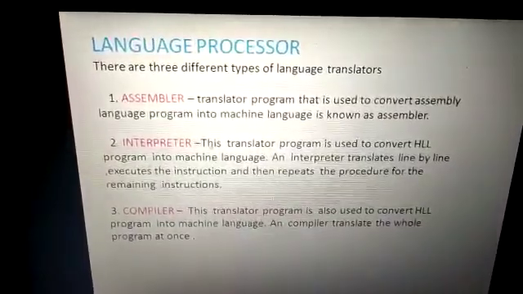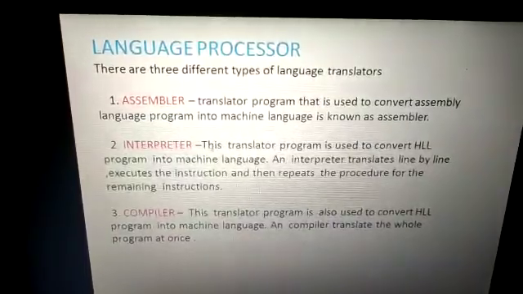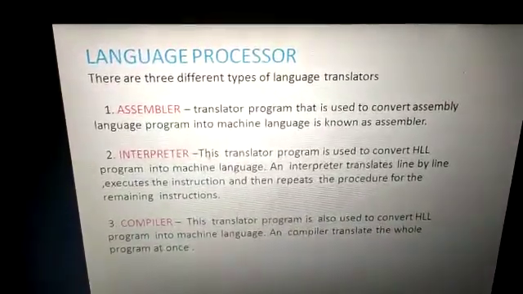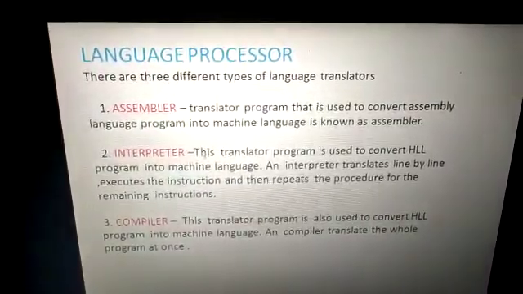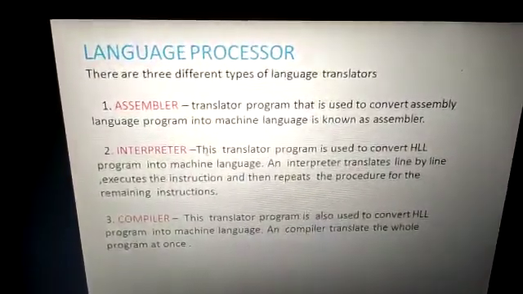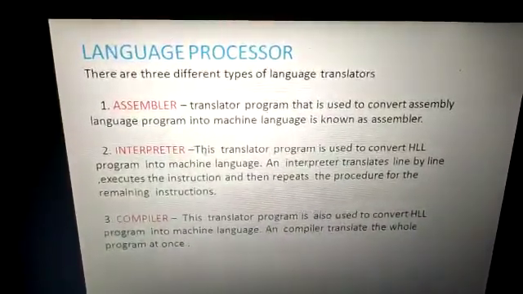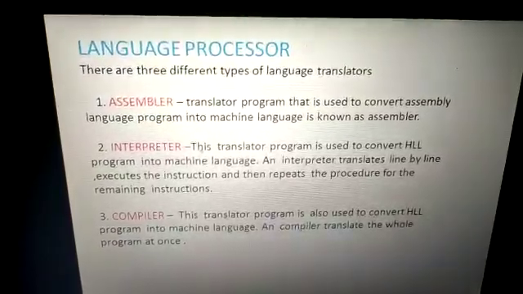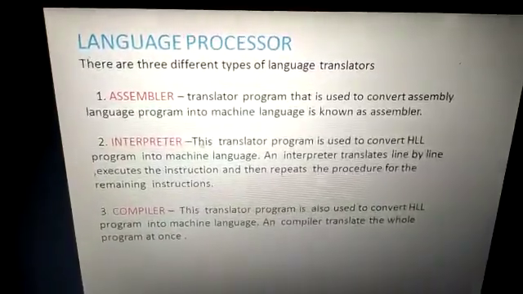Assembler translates assembly language into machine language. Whatever command we give in string form, the assembler will convert into 0 and 1. Next, interpreter and compiler: both convert high level language into machine language. But what is the difference? An interpreter translates line by line and executes the instruction, then repeats the procedure for the remaining instructions, and a compiler compiles the whole program at one time.